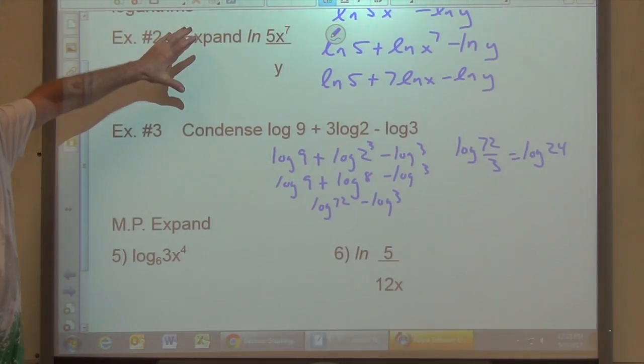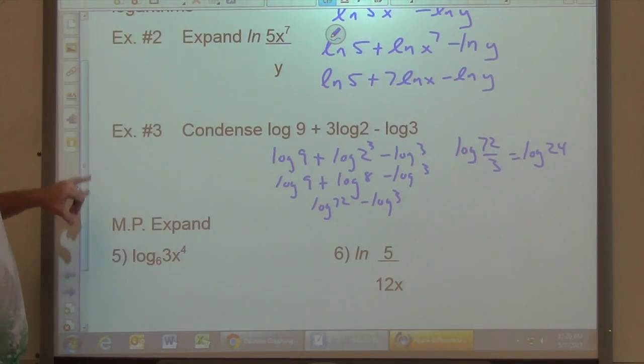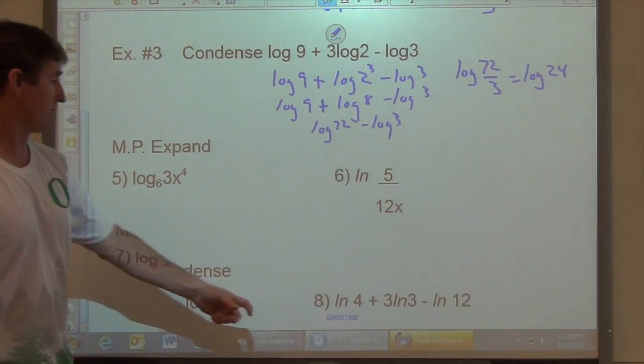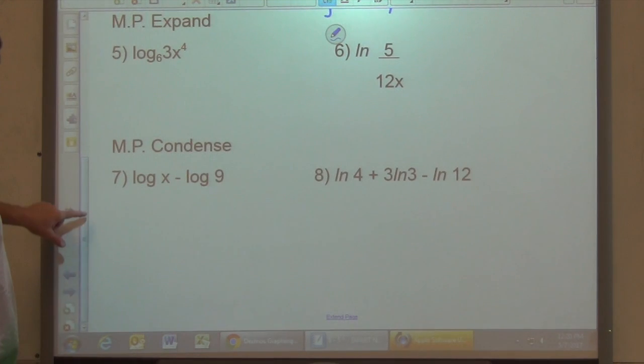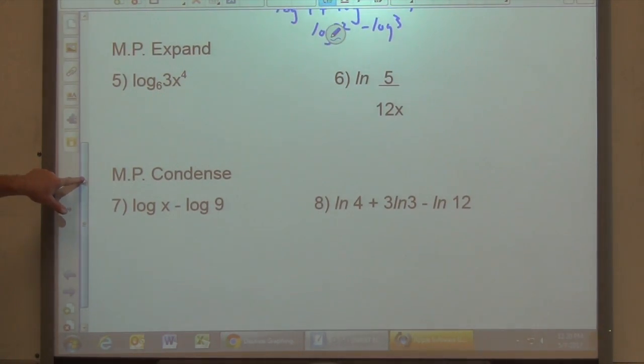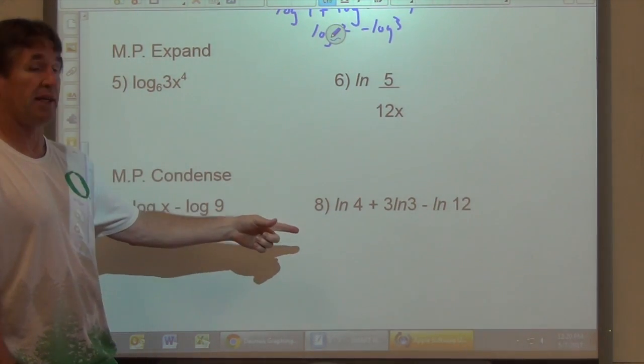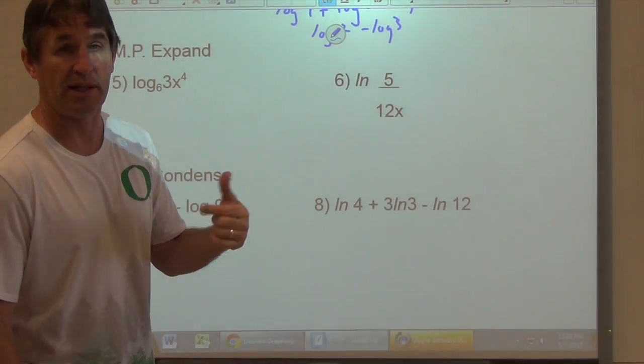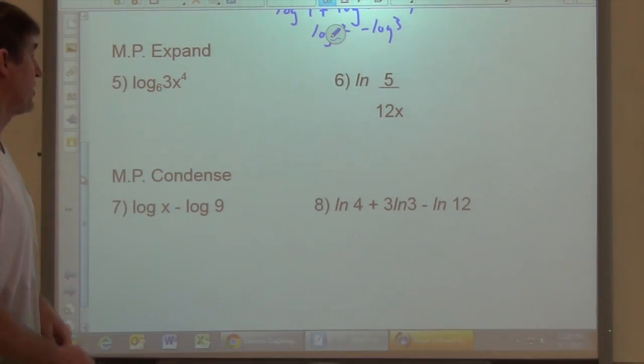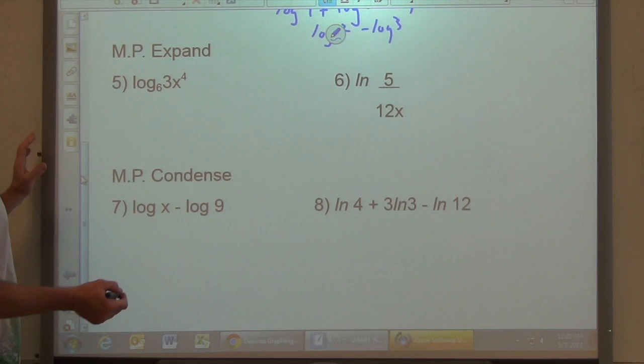So those are 2 other things. We're going to be able to expand it and condense it. So again, we've got 2 here that I'd like you to try, 2 to expand and 2 to condense. So again, if you'll pause the video and then try these and make sure that you understand it.